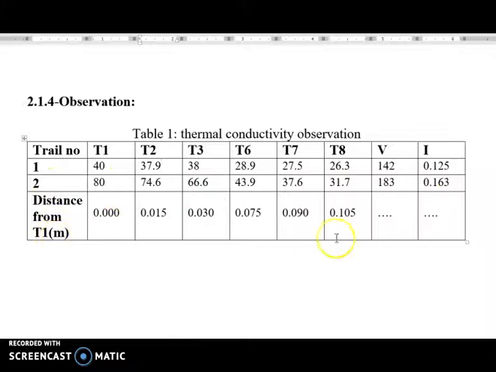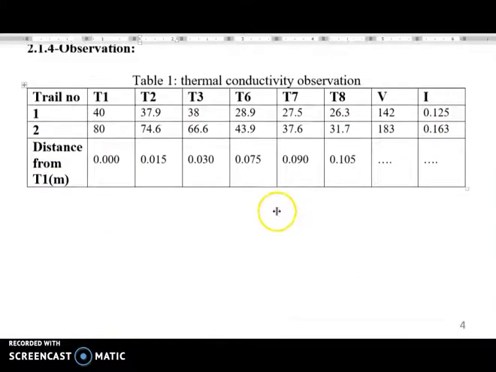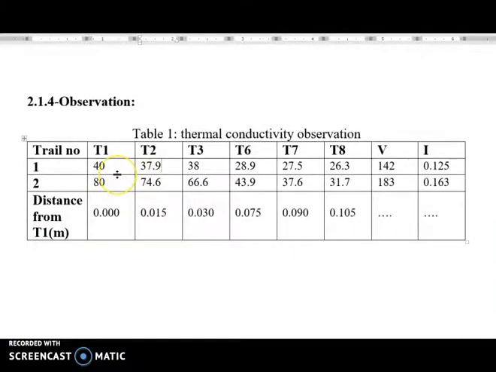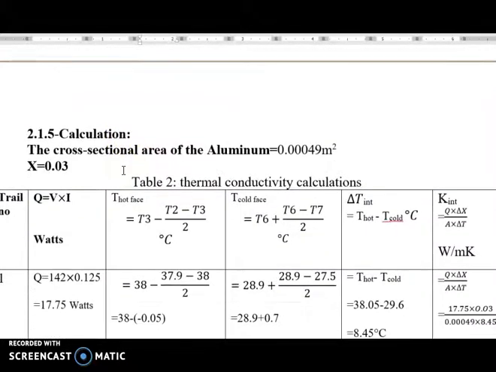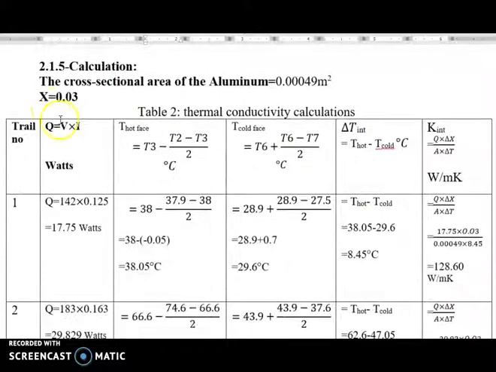The distance from T1 is standard. I will give each individual student a different value so that you can do your own calculation. The cross-sectional area has been given. This is a standard one, and X is also a standard value. So you have to use these two standard values for the calculation.